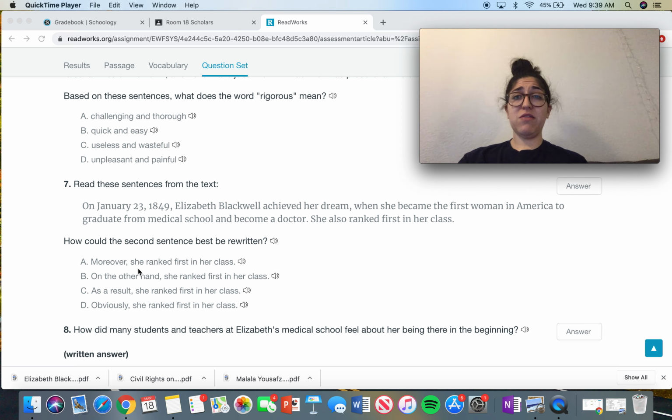On the other hand means the opposite, right? On the one hand, I want to go outside. On the other hand, I think it's safer to stay inside. And these two sentences, they're not really opposites. They build on each other. So B is out. As a result, she ranked first in her class. She did not rank first in her class because she became the first woman to graduate medical school. So that's not right.